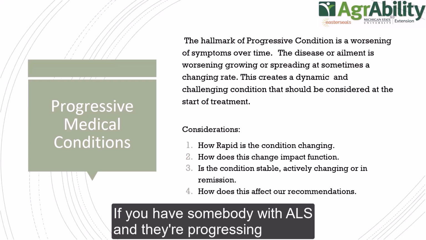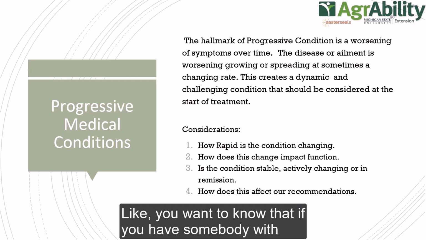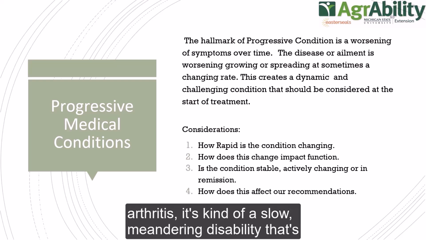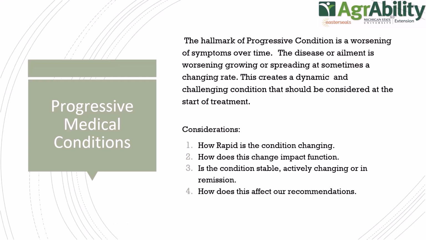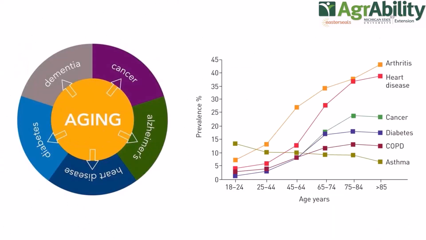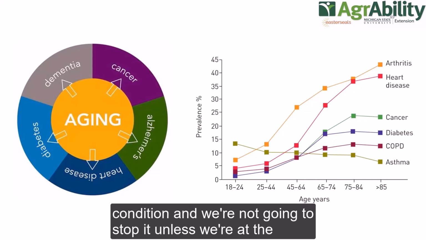If you have somebody with ALS and they're progressing extremely rapidly, you want to know that, right? Like you want to know that. If you have somebody with arthritis, it's kind of a slow, meandering disability that's getting worse, but some days are okay. That's very different.